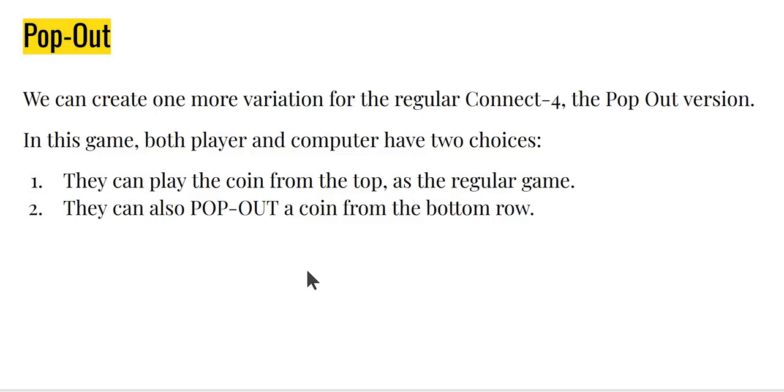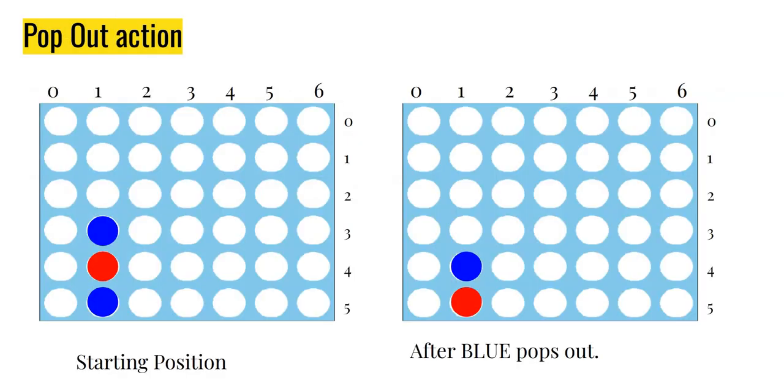Again, this is best explained through an example. Let's say we have three in a single column, let's say blue, red, and blue. Now, if it's blue's chance, since the blue coin is in the bottommost row, blue can choose to pop it out. The moment blue pops it out, the other two would just fall. So that becomes one chance. Recall in the original game, a coin is always put from the top, but here we can pull it out, which adds another dimension to the whole game.